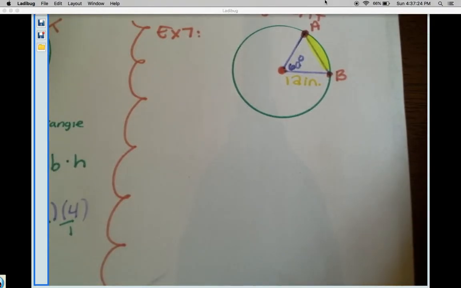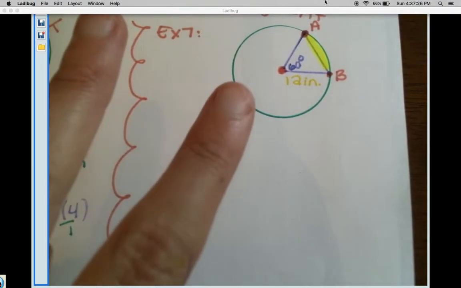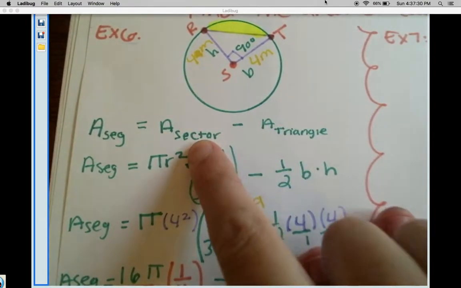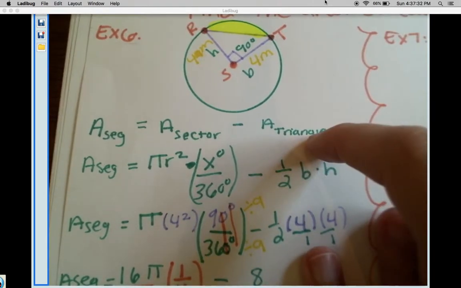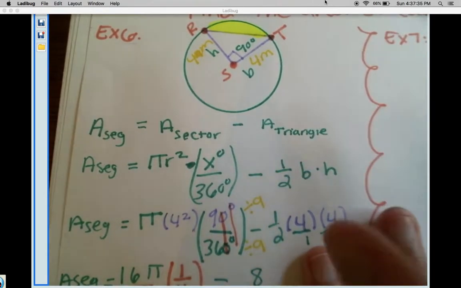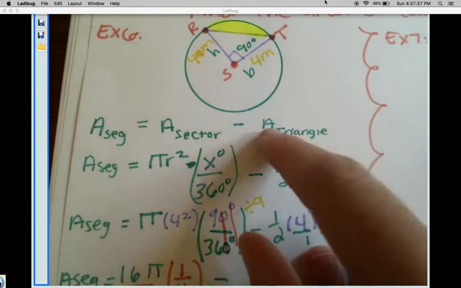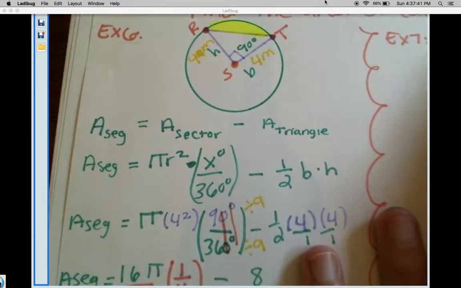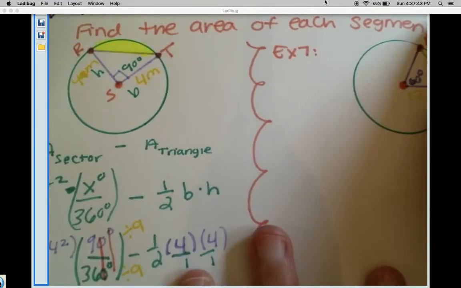Okay, you guys, we're on to our second segment area problem, which, remember, the area of a segment is the area of the sector minus the area of a triangle. I think I was trying to say subtraction and minus at the same time, and it came out as nothing. I apologize about that.